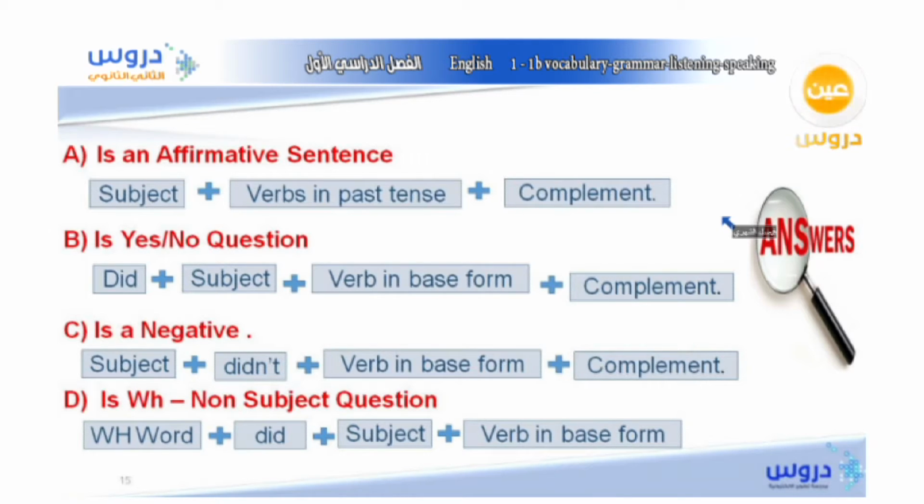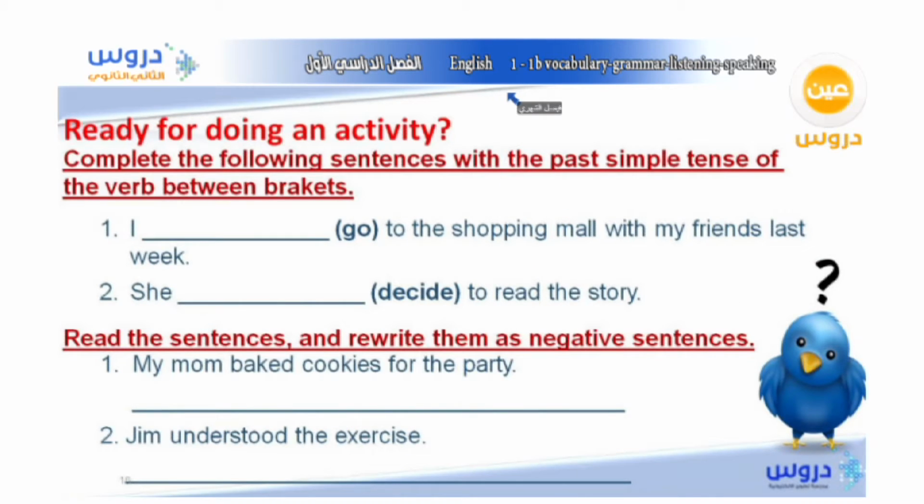What do you need to do? Just complete the following sentences with the past simple tense of the verb between brackets. Went. It's absolutely right. Okay? I'm trying to write it to you to make things clear. Well done. Good job.